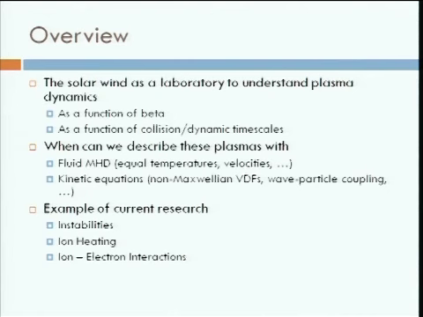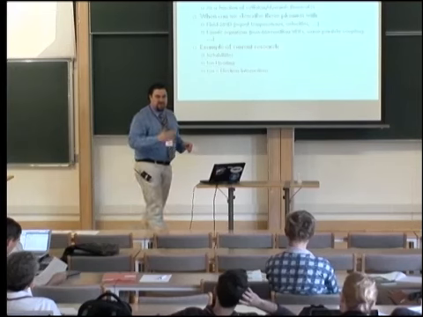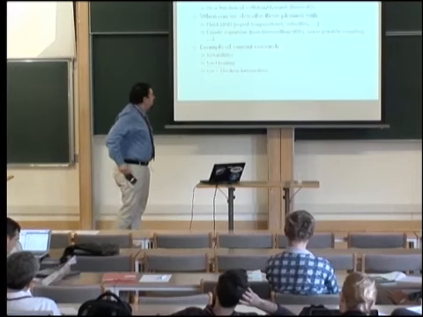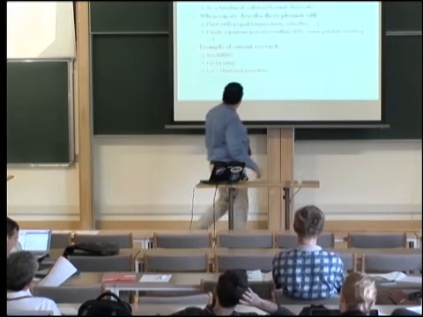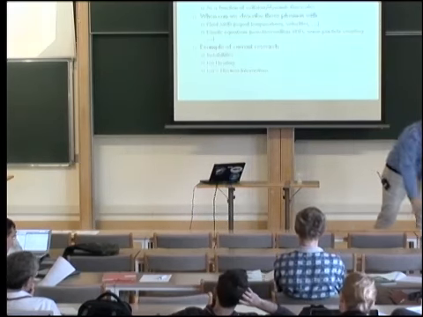Same thing happens in the ratio of collision to dynamic timescales. We cross unity. So the solar wind's a very useful laboratory for studying how, when we can describe these plasmas using fluid MHD, when more of a kinetic description is required.